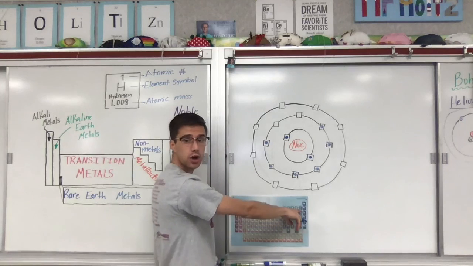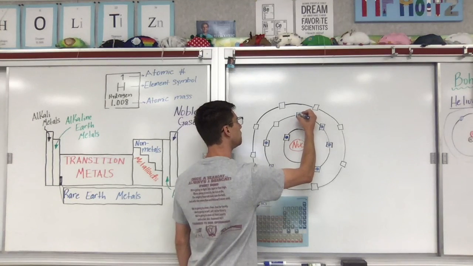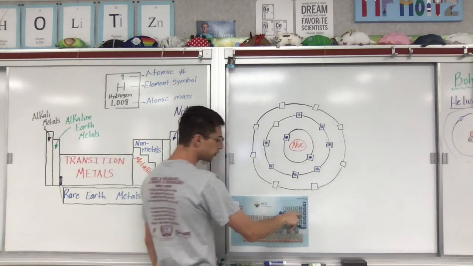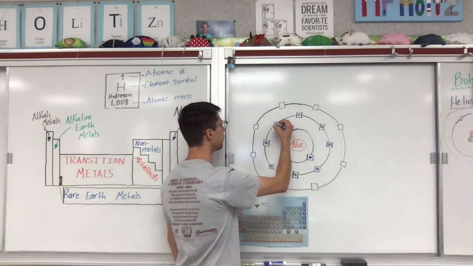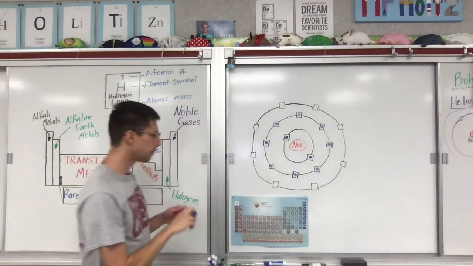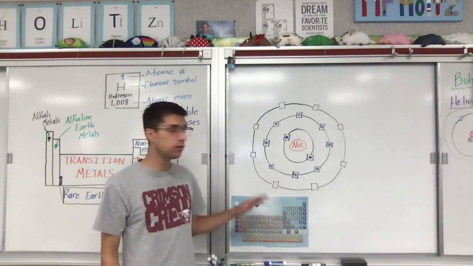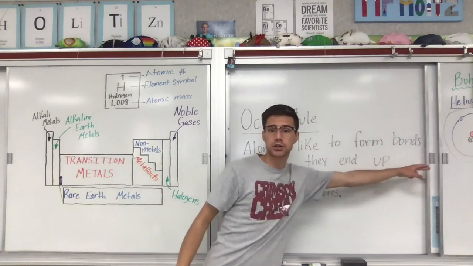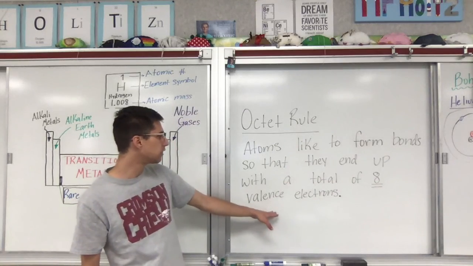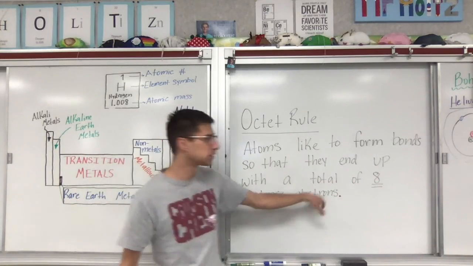Moving on, after oxygen, we have fluorine. Fluorine will add 1 more electron. And after fluorine, we have neon. Here we go with our electron for neon, all right? Now, going back to the octet rule, how many valence electrons do atoms like to have? They like to end up with a total of 8 valence electrons.